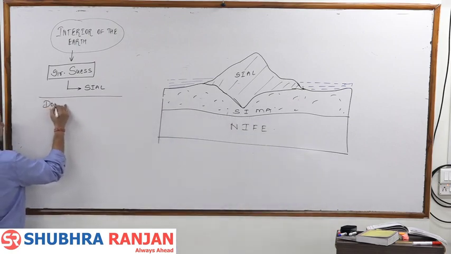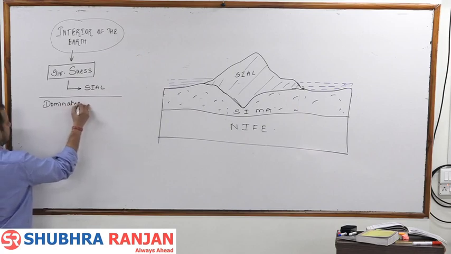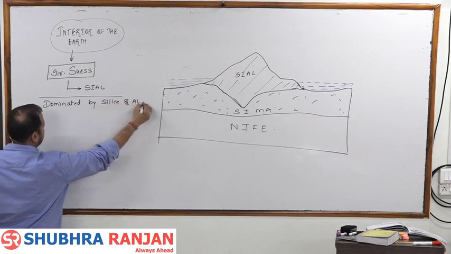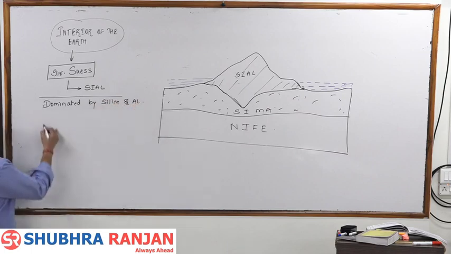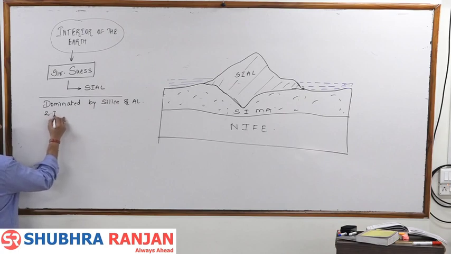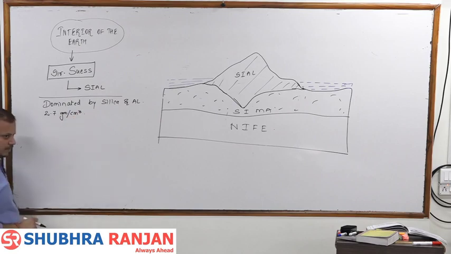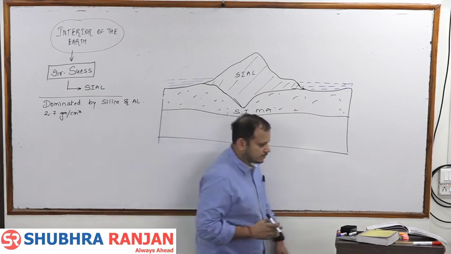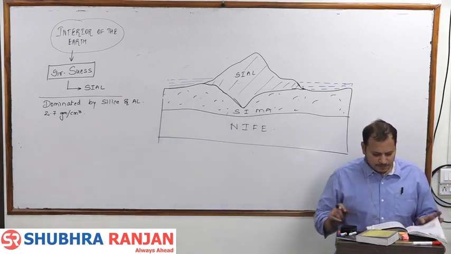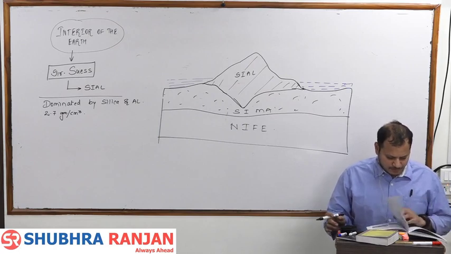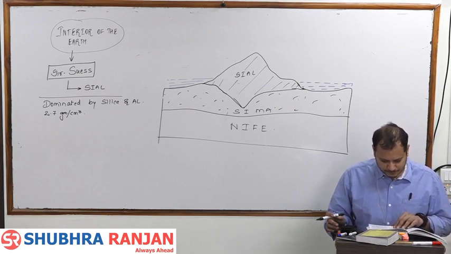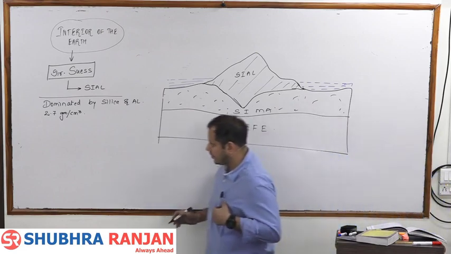It is dominated by silica and aluminum, having an average density of 2.7 grams per centimeter cube.